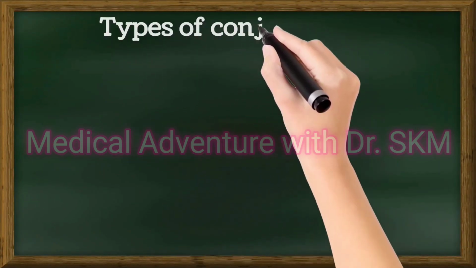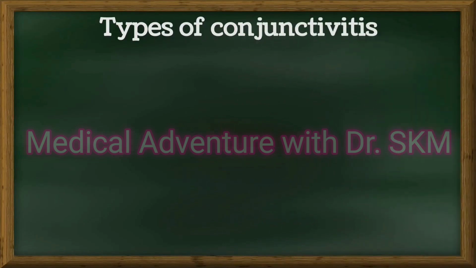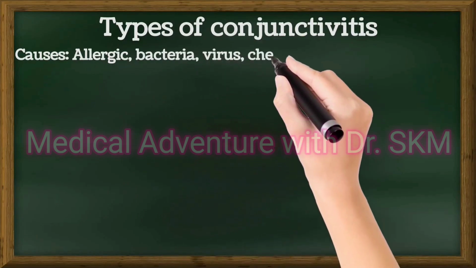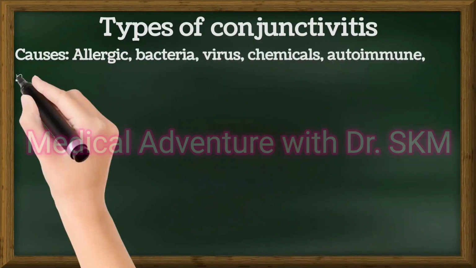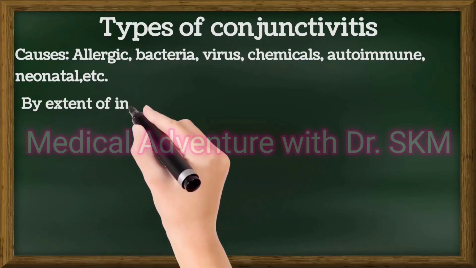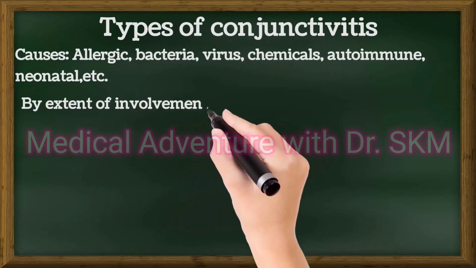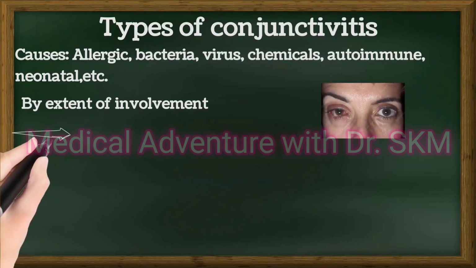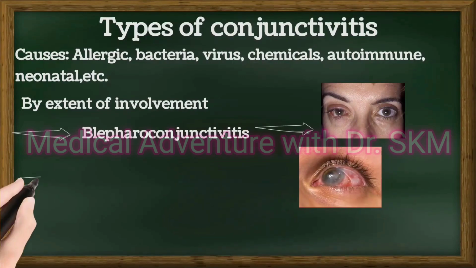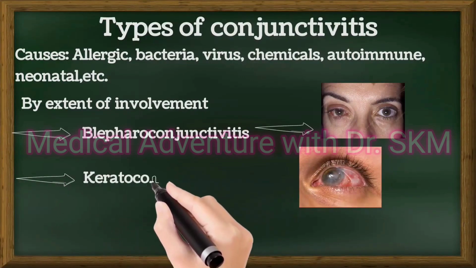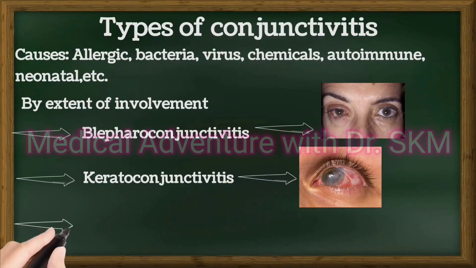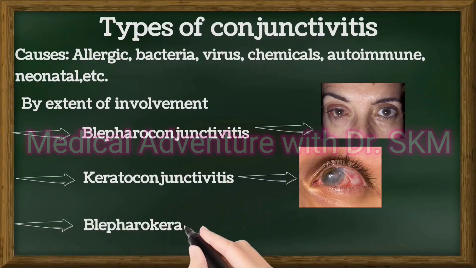Let us talk about types of conjunctivitis. It may be classified according to causes, for example, allergic, bacterial, viral, chemical, or autoimmune conjunctivitis. Extent of involvement means, apart from the conjunctiva, which surrounding structures are involved. Inflammation of the conjunctiva along with inflammation of the eyelid is called blepharoconjunctivitis. If the cornea is inflamed along with the conjunctiva, it is called keratoconjunctivitis. And when the eyelid, conjunctiva, and cornea are all involved, it is called blepharokeratoconjunctivitis.